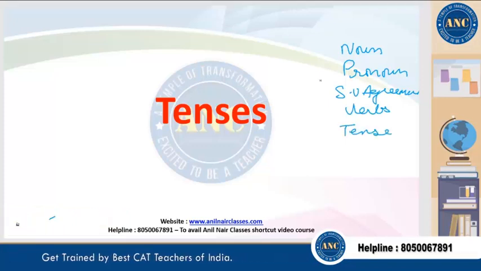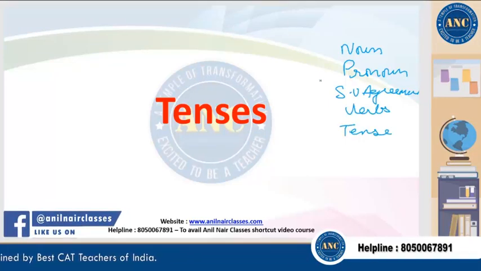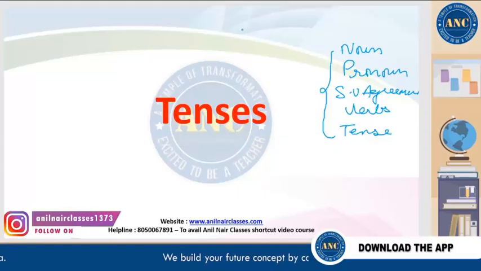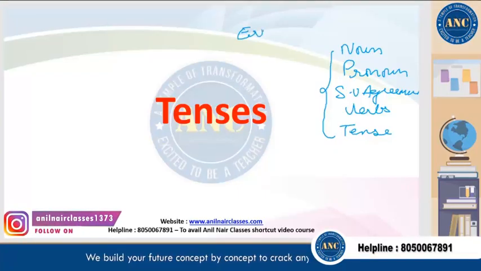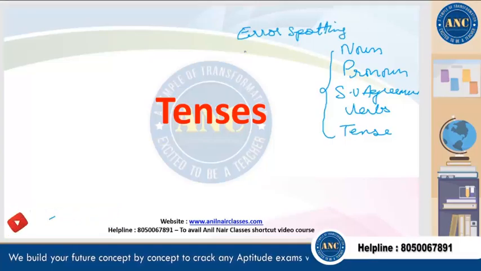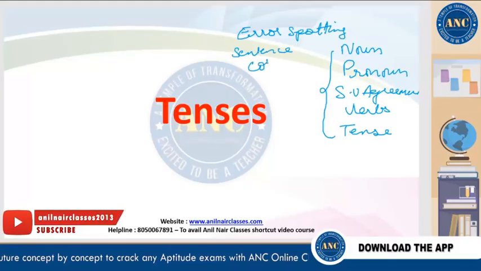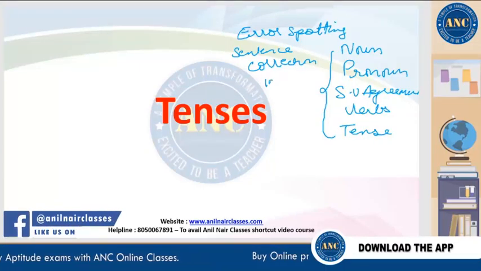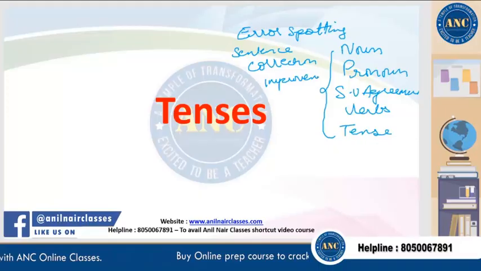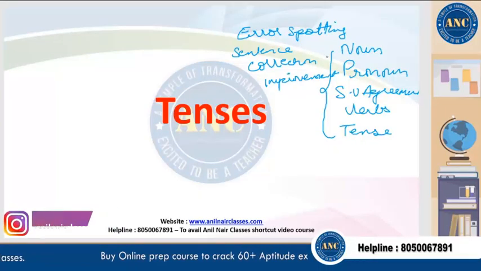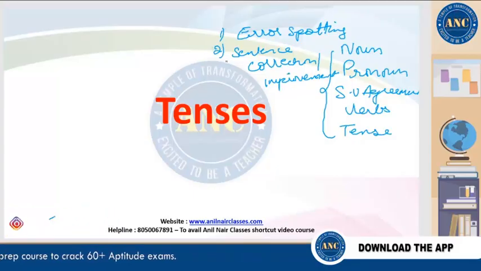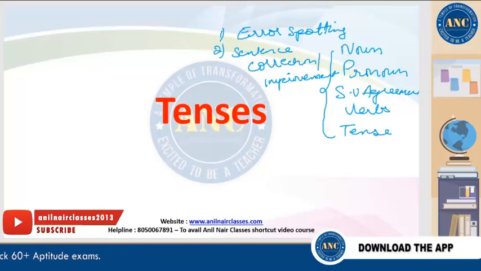See, related to these topics which we have done, there are two major types of questions which you can solve correctly in your competitive exams: error spotting and sentence correction. Sentence correction, or you can also say sentence improvement, whatever you say, they are the same thing. These are the two major question types where these parts of speech will help.